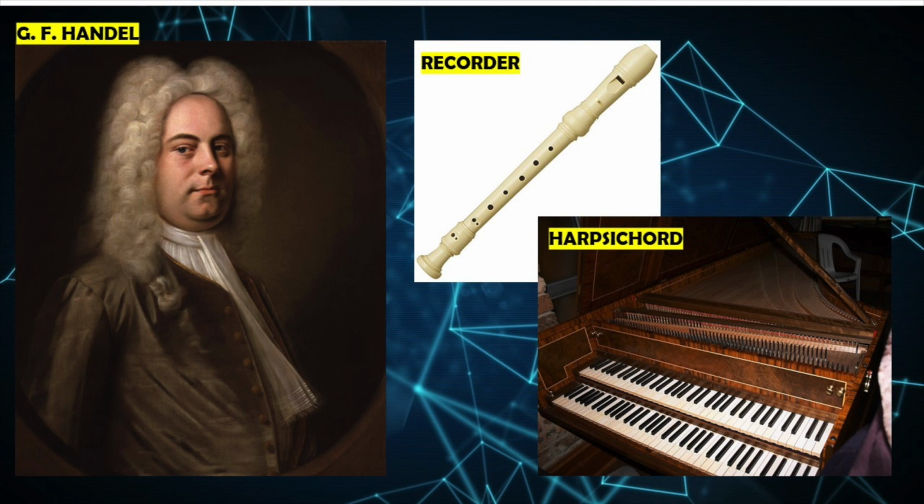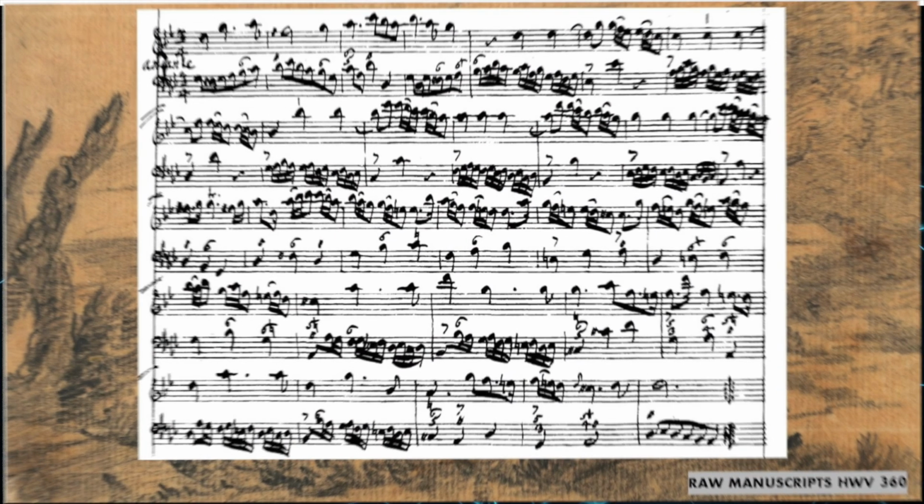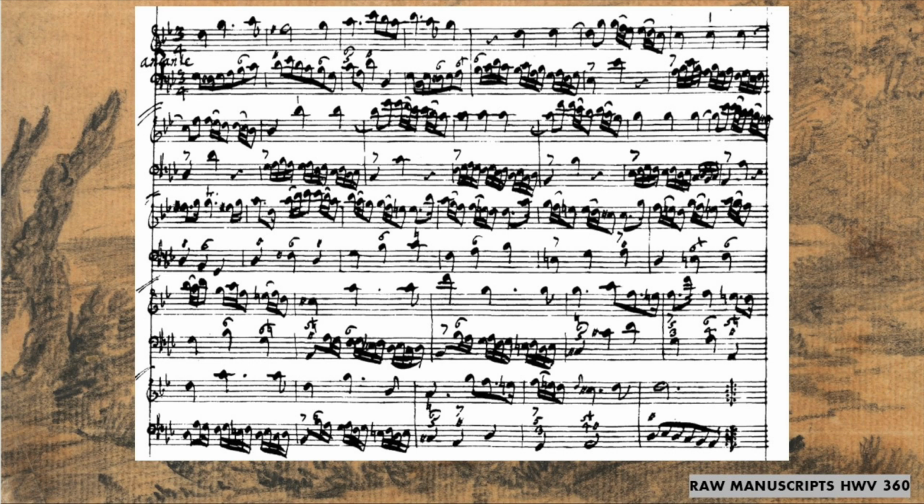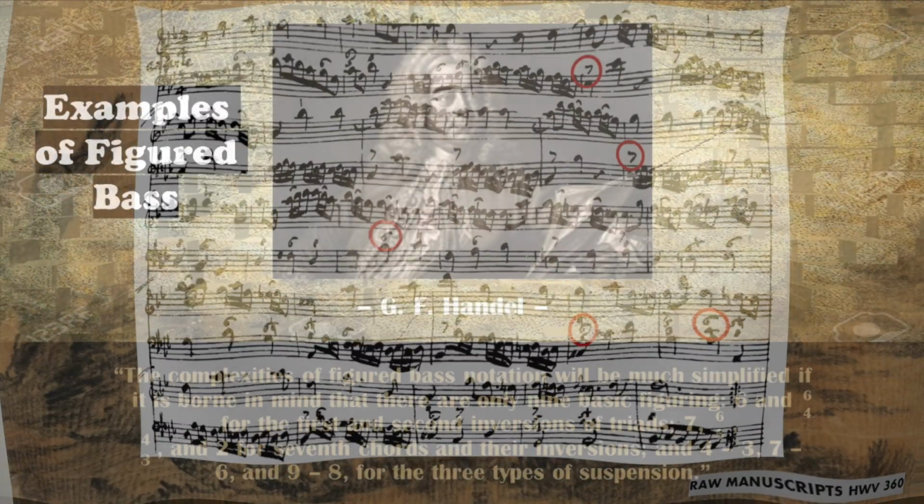We will start with the first part of this topic, which is the comparison of manuscripts between the past and the present. In the raw manuscript of HWV 360, the bass line is supplemented by figures known as figured bass. Some of the figured bass used in this piece are the suggested figured bass notations by Handel. This can be seen through his quotes.